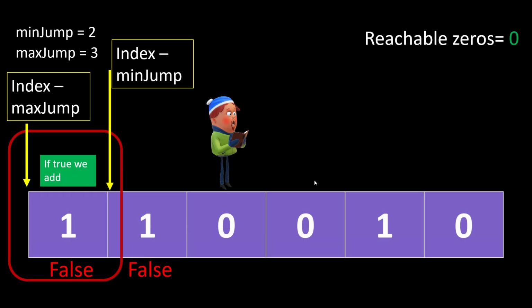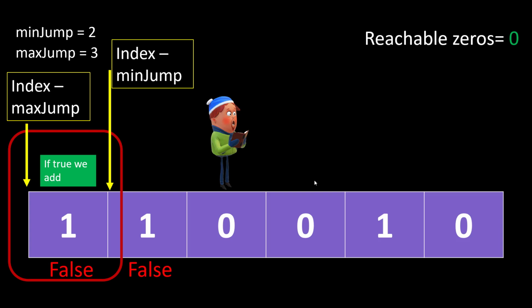Now let's talk about a scenario wherein we are not able to reach an index with value equals to 0. Suppose in the initial example the initial value was 1 and we were standing at index 2 whose value is 0. In this window there is no reachable 0. It is only 1 with a false value. So if it is false, the reachable 0 is still 0. That means we cannot reach this index because there doesn't exist any 0 from which we can jump to the current index, and that is what the reachable 0 represents.